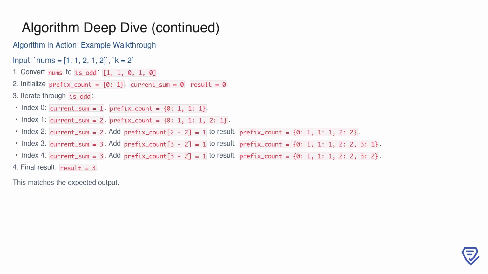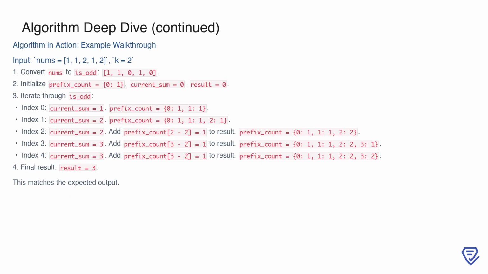First, we convert nums into the binary array is_odd, which becomes [1, 1, 0, 1, 0]. We then initialize our hash map, prefix_count, with {0: 1}, and set current_sum and result to 0. As we iterate through is_odd, we compute the running sum and update the hash map. At index 0, current_sum is 1, and prefix_count becomes {0: 1, 1: 1}. At index 1, current_sum increases to 2, and we update prefix_count to {0: 1, 1: 1, 2: 1}.